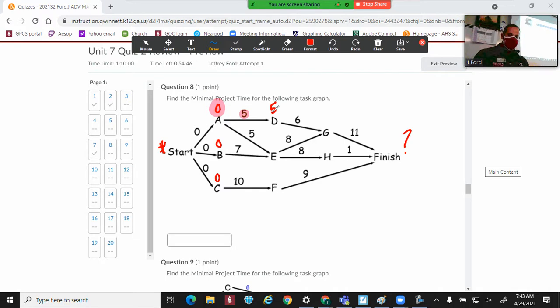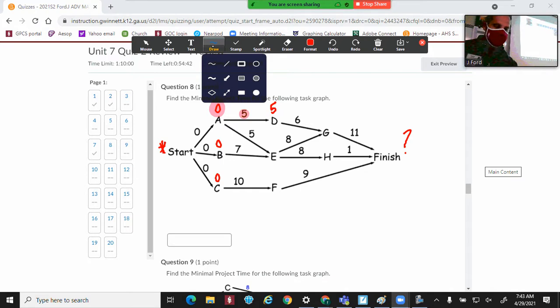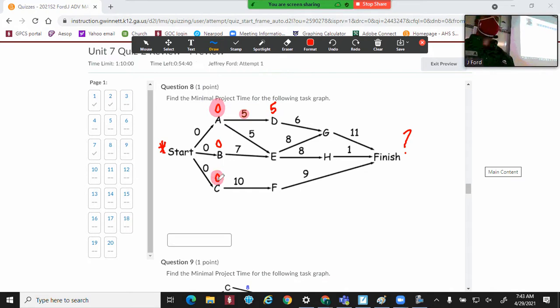Looking at C, and I'm jumping to F here, I'm sorry. Looking at C, C starts at 0.